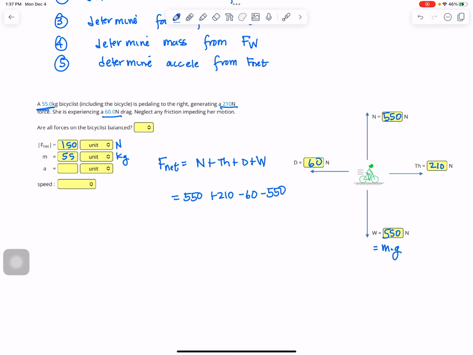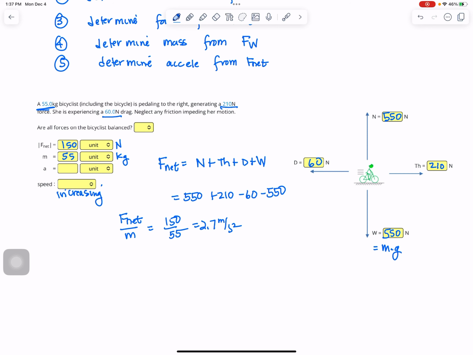Her mass is 55. That was given in the problem. And her acceleration, therefore, is going to be F net divided by m. And so that's going to be 150 divided by 55. I did not calculate this yet, so I'm going to do that right now. And so that's 2.7 meters per second squared. And her speed, it's a drop down, it's increasing.